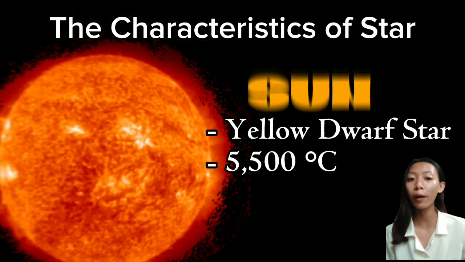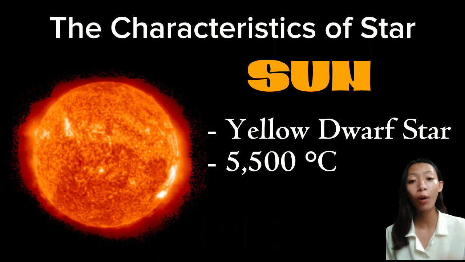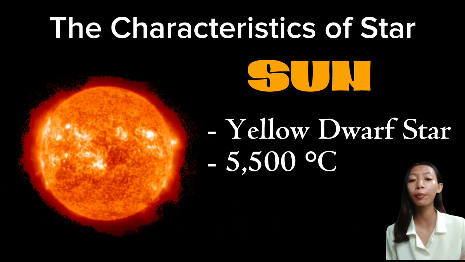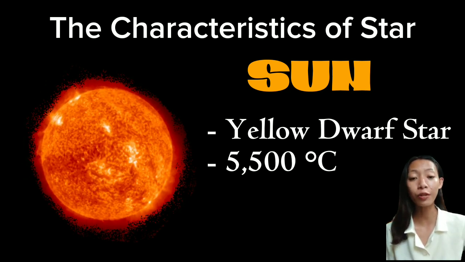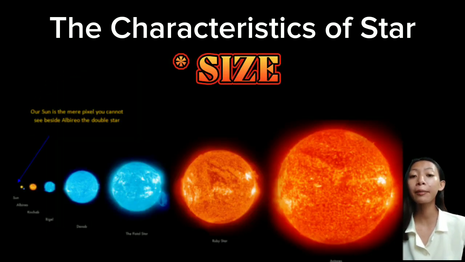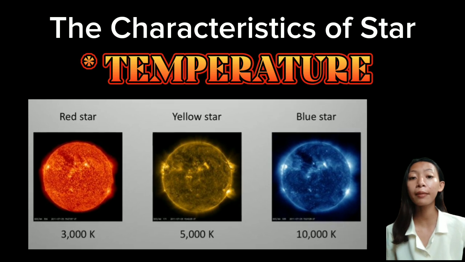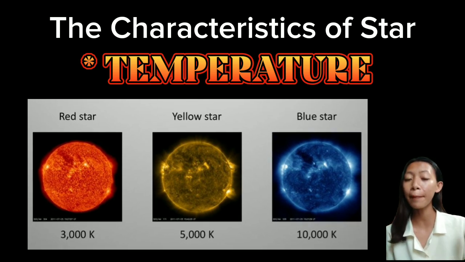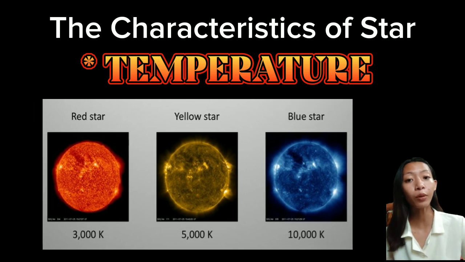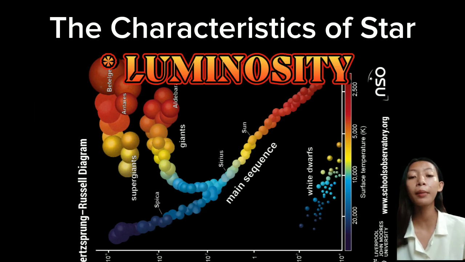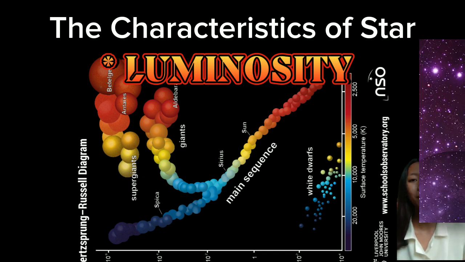The Sun is a yellow dwarf star, which means it is relatively small and has a surface temperature of around 5,500 degrees Celsius. The size of a star is determined by its mass, and the mass of stars can range from less than 0.1 solar masses to more than 100 solar masses. The temperature of a star determines its color, with cooler stars appearing red and hotter stars appearing blue. The luminosity of a star is determined by its temperature and size, and it refers to the total amount of energy a star emits per unit of time.